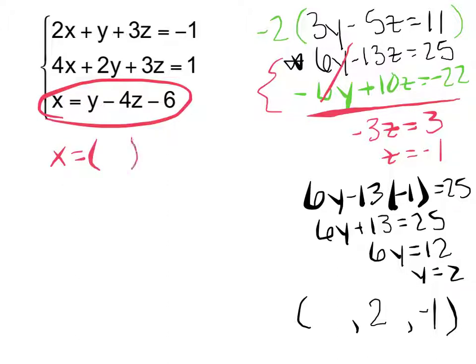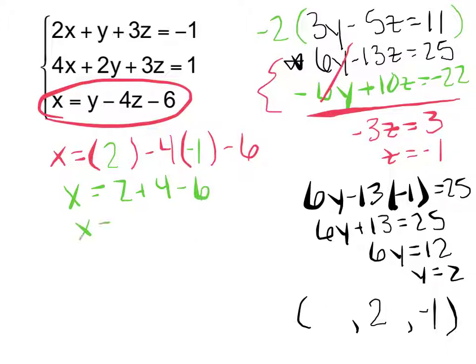X equals y minus 4z minus 6. And remember that it looks like y is 2 and z is -1. So then it's just a matter of using your math. We get x equals 2 plus 4 minus 6. So x equals 0. Now we have our final solution. I'm going to put a 0 where x goes. And our answer is x is 0, y is 2, and z is -1.